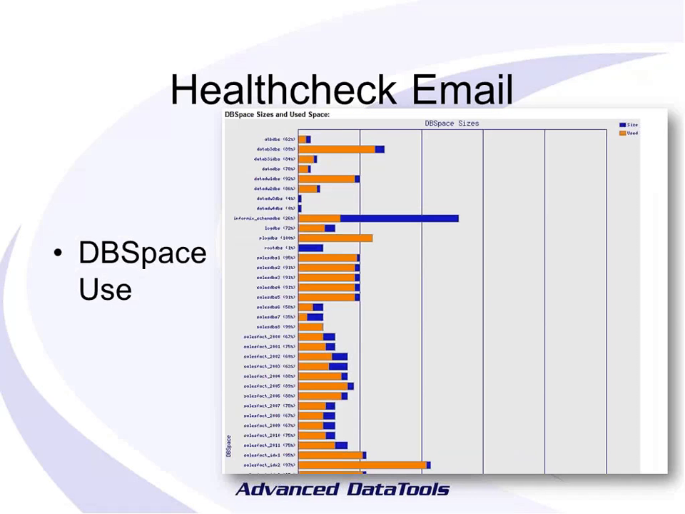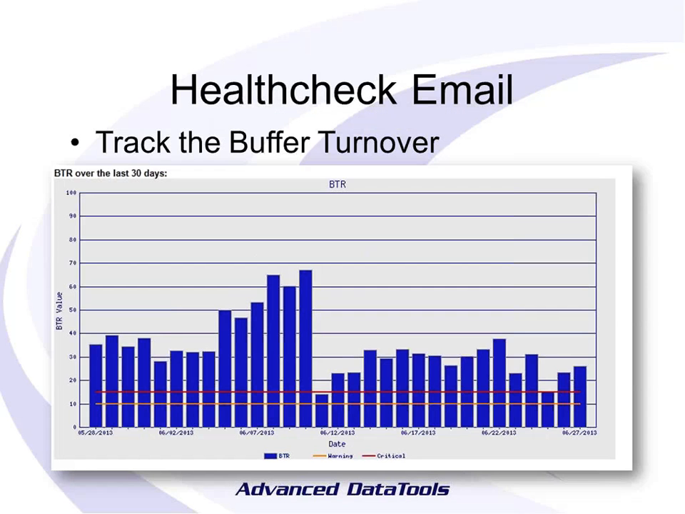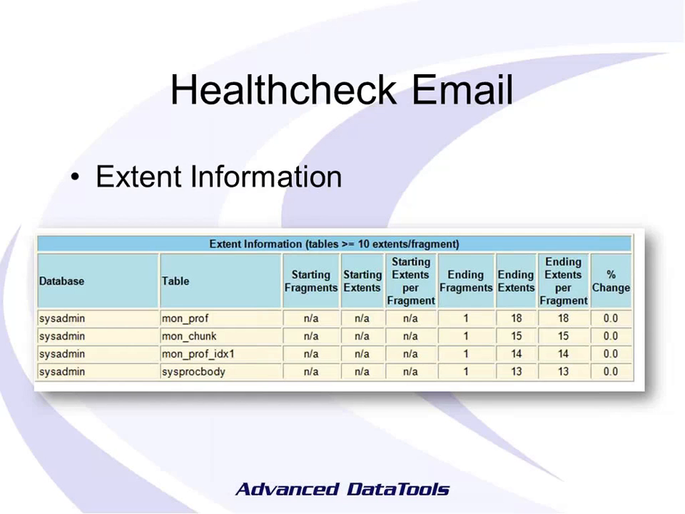We can see how much space is being used for each of our DB spaces, where the orange shows how much is used and the blue is how much is allocated. We can look at the buffer turnover ratio and how it's changed over time. And the little horizontal lines here, if you can see those, show not our ideal range, but our warning and our critical. We'd really like it to be below that orange line if possible, but we can see trends here.